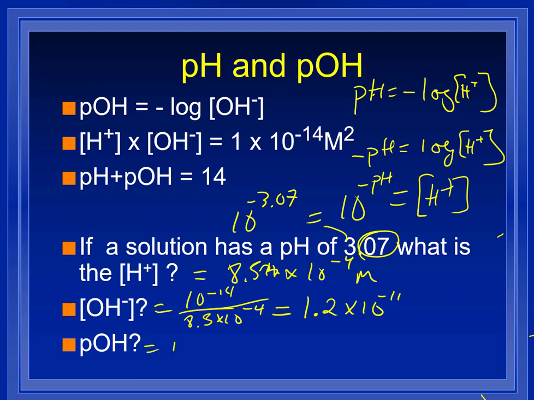pOH equals 14 minus pH. That's the lazy way to do it. 14 minus 3.07 gets me 10.93.